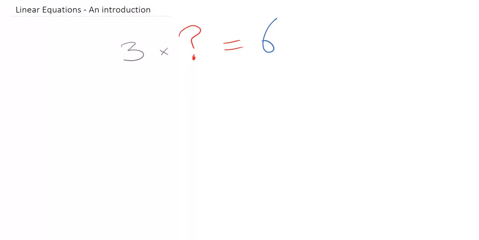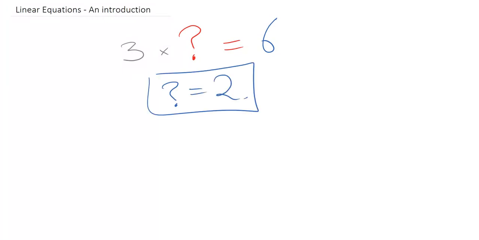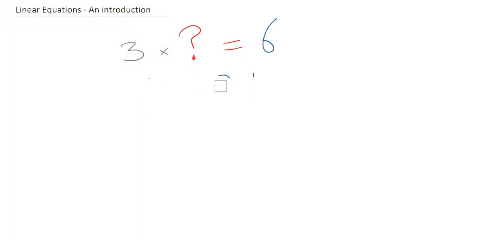So hopefully you're all sitting there screaming at your screens and telling me that that question mark is equal to 2. And you would be correct, okay? And so it's about using our mathematics to work out missing variables. But of course, in math, we don't use question marks. We're going to use our language of algebra.